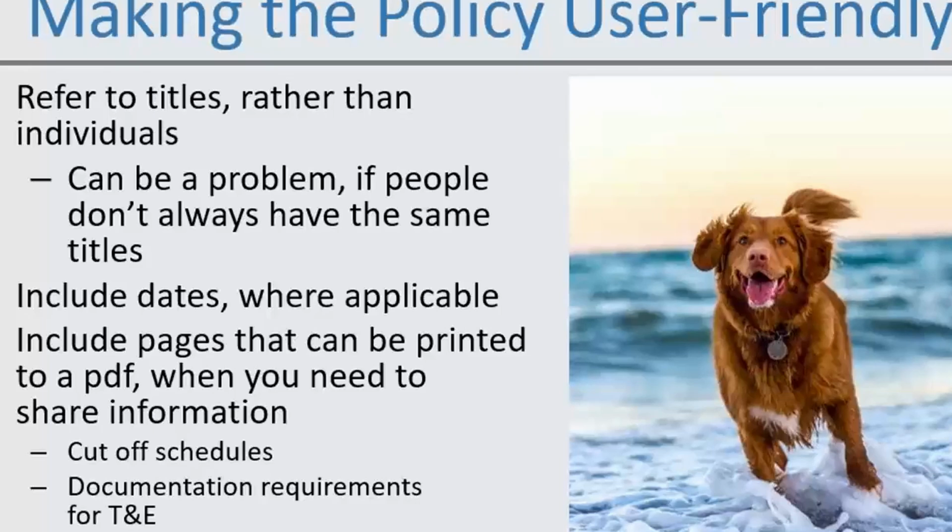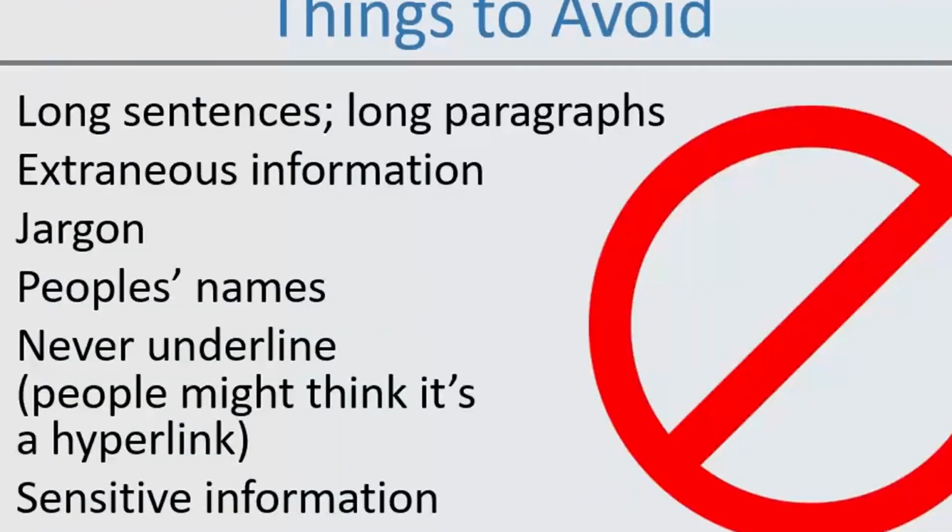Include dates where applicable, and you want to include as many pages that can be printed to a PDF with as much shareable information as is needed. So, things to avoid. You can probably figure out most of this. Long sentences, long paragraphs, extra information, extraneous information. Nobody cares about how you used to do it. If you feel that's important, put it in a document in the addendum, but don't include it in the body of the document.